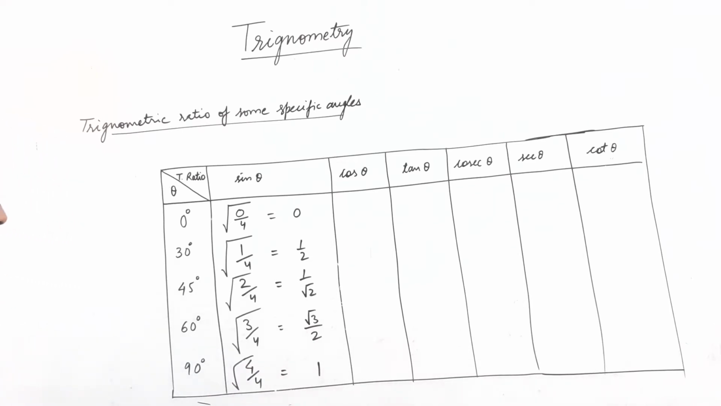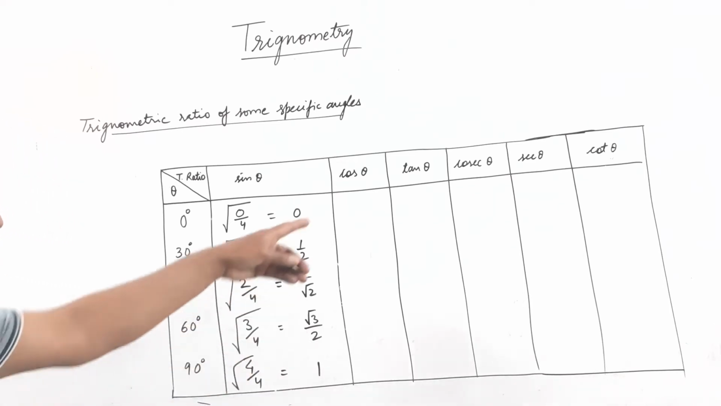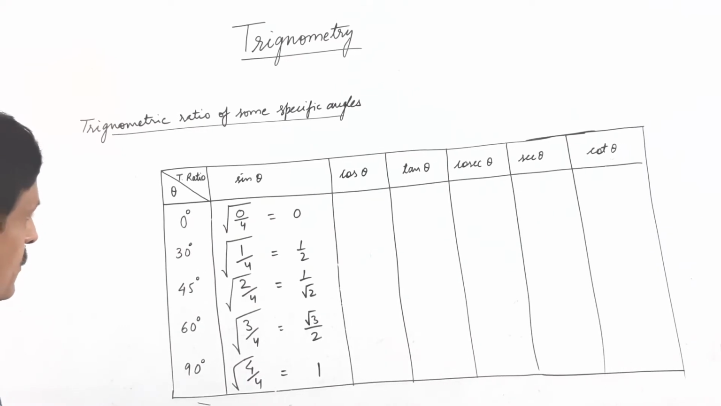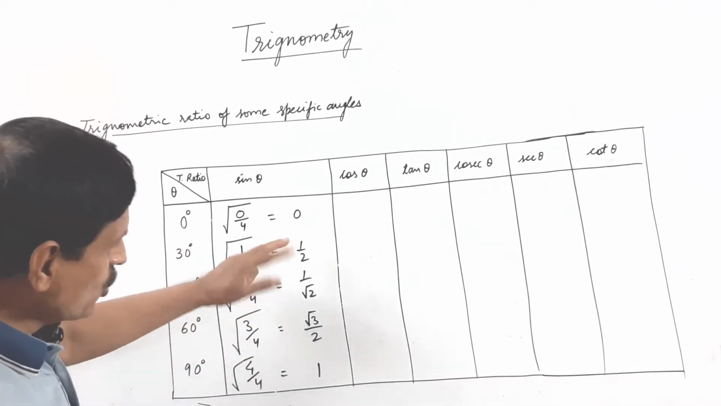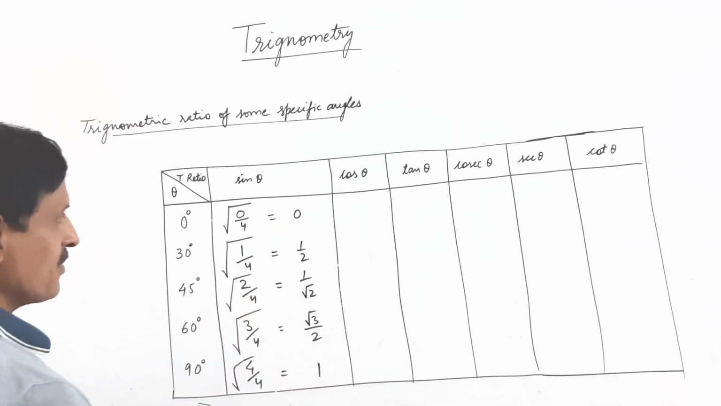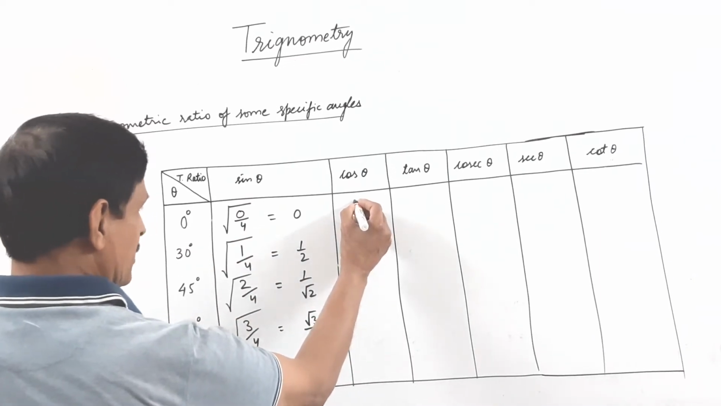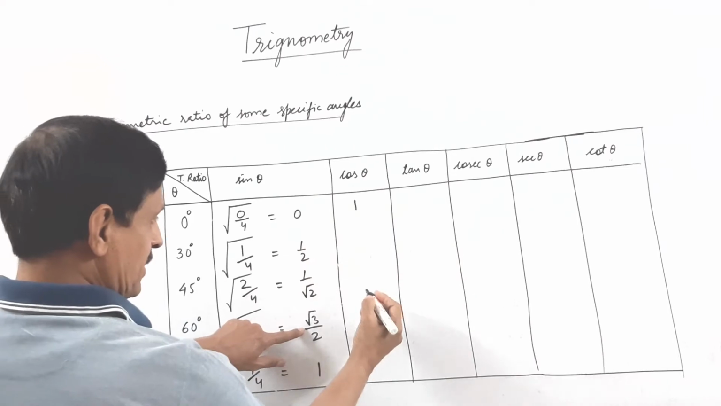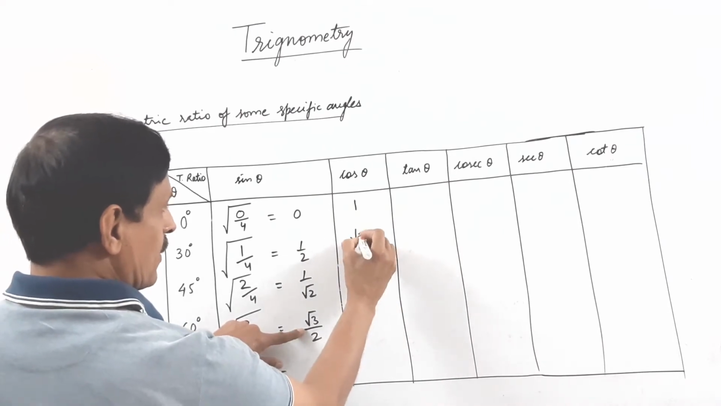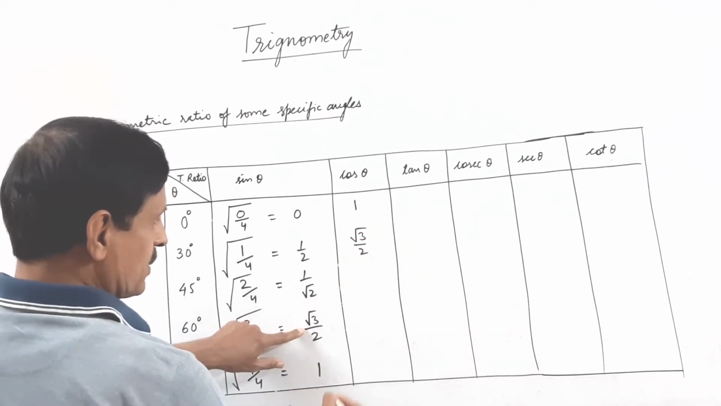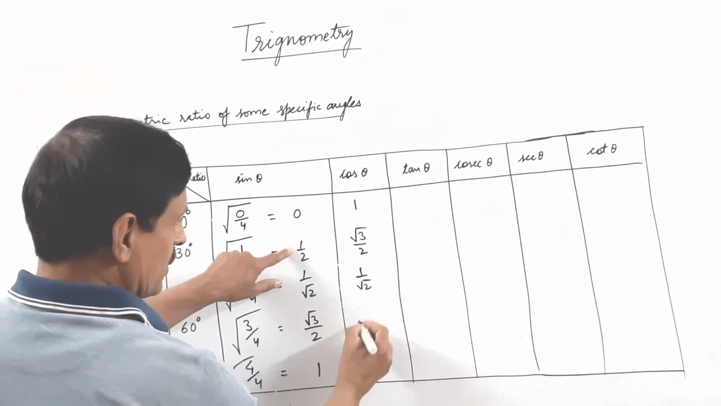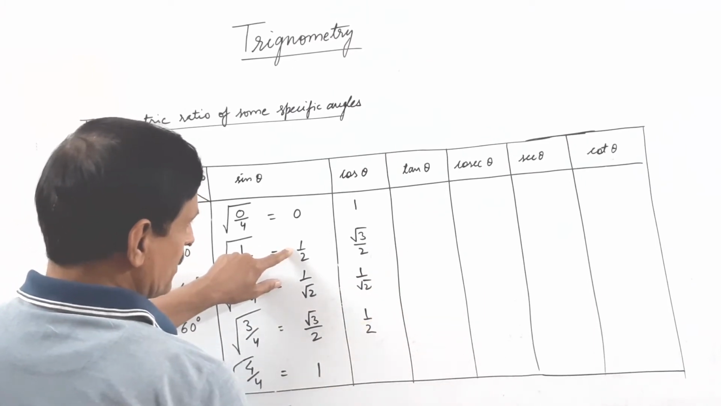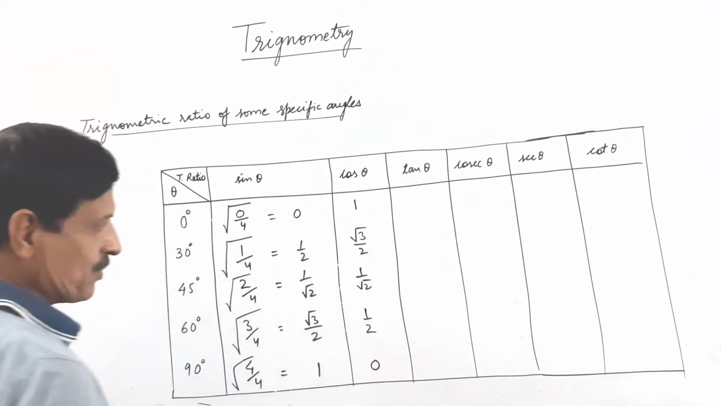To find the trigonometric ratios for cos theta for these angles, we reverse the order of these. So cos 0 degree is 1, this is root 3 by 2, then 1 upon root 2, this is 1 by 2 and now 0.